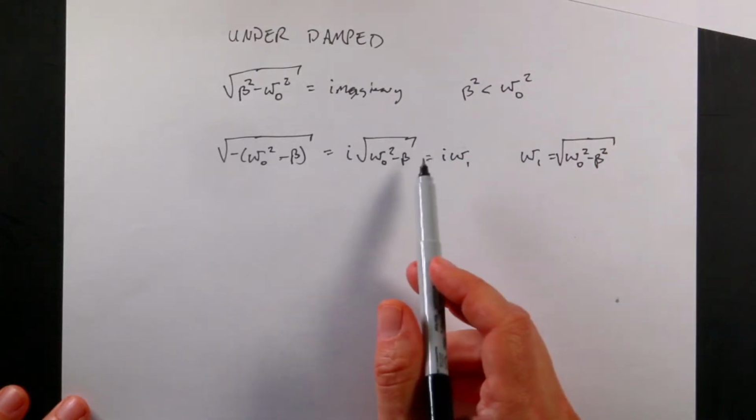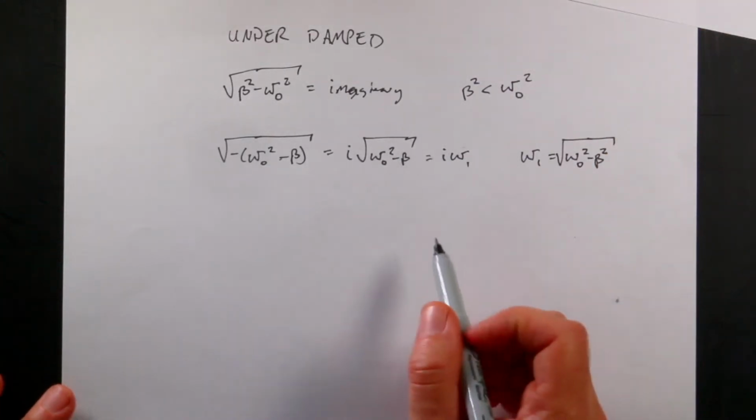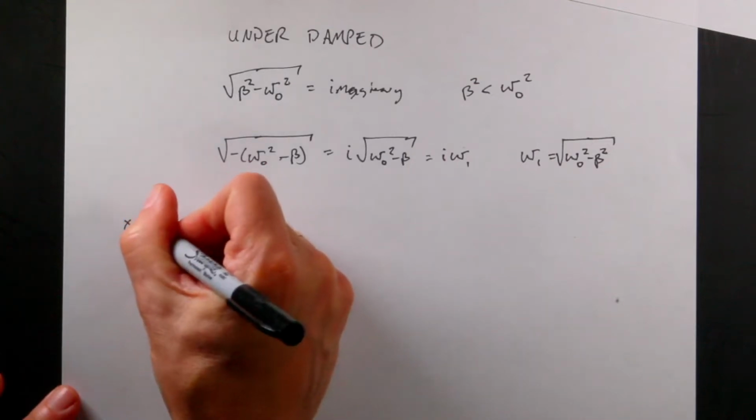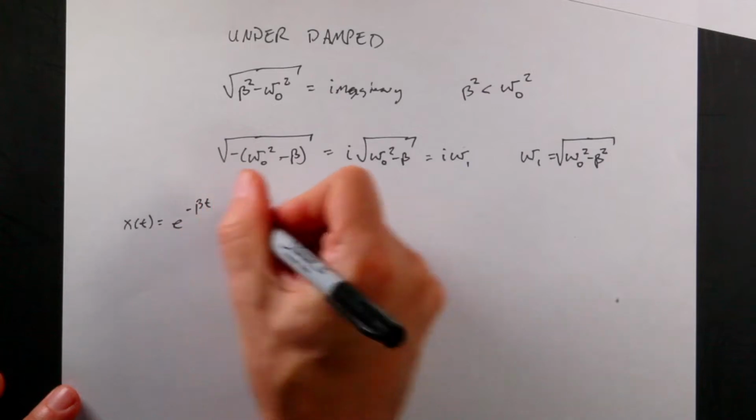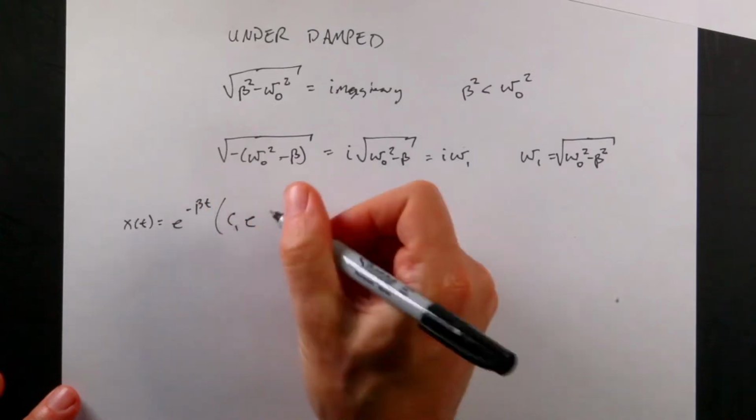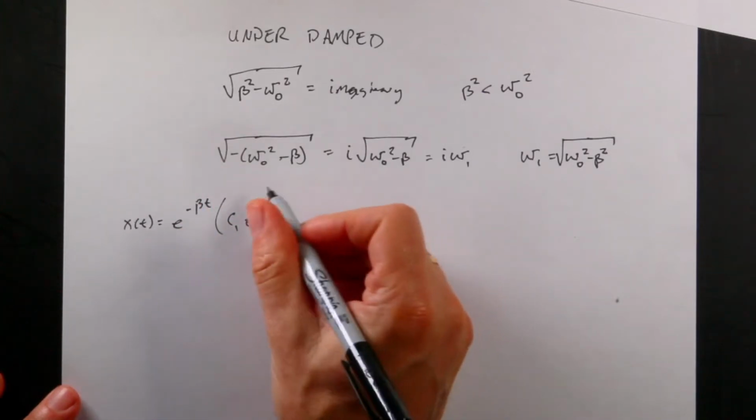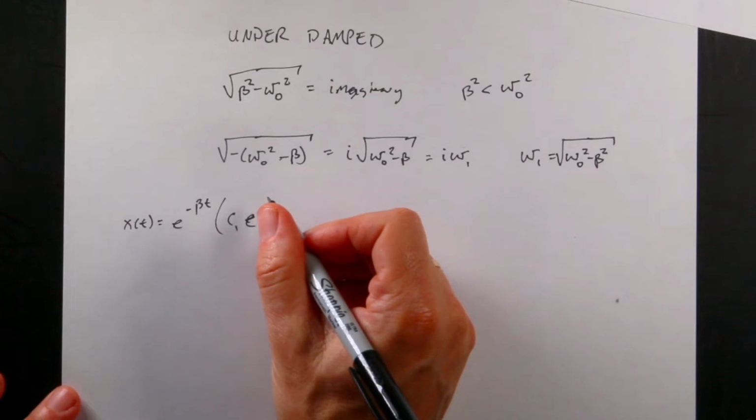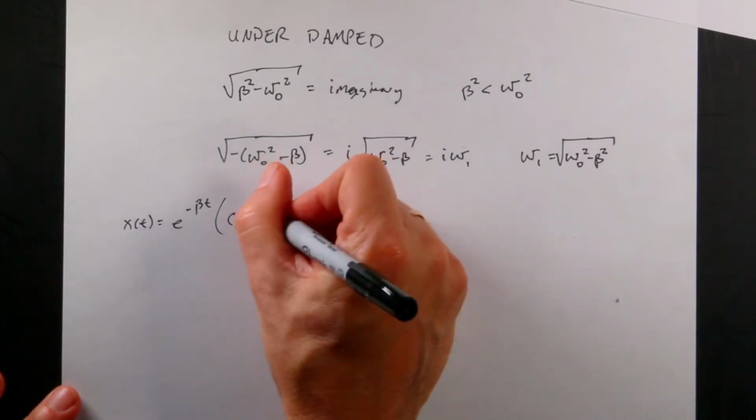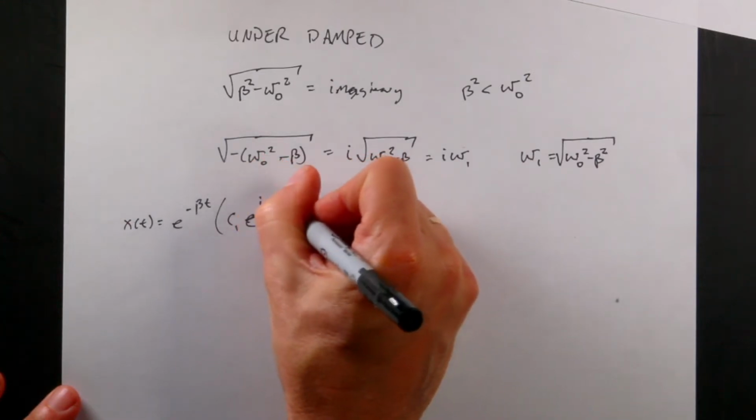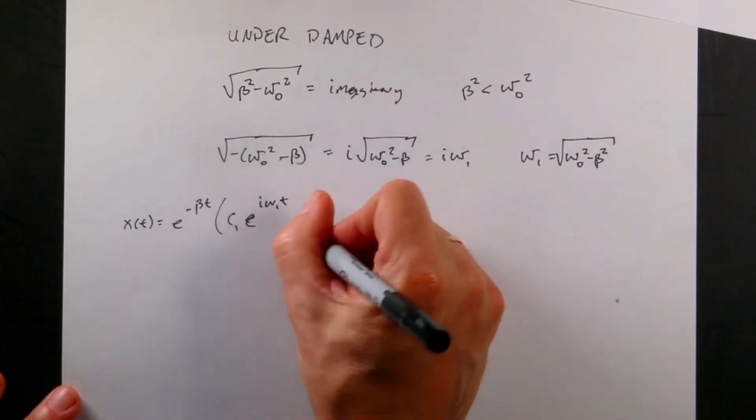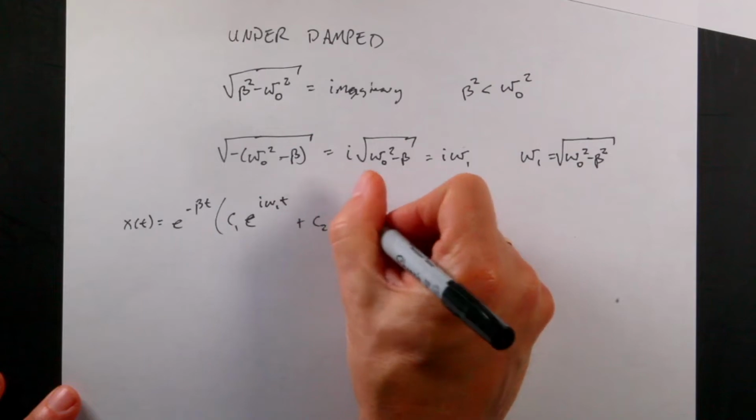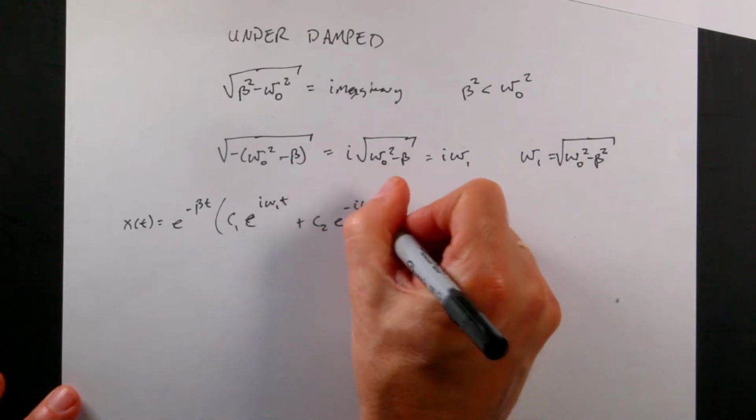So in that case, I can rewrite my solution as the following. X as a function of t. I still have that e to the negative beta t, C1 e to the, now I have e to the i omega 1. Right, so it's going to be e to the i omega 1 t, where I replace that whole square root with just omega 1, plus C2 e to the negative i omega 1 t.